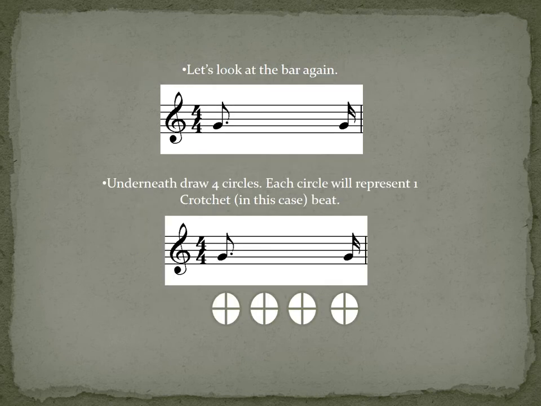So the correct way to do this is, let's have a look at the bar again. If we look at the notes that are being given, 3/4 of a beat, and at the end of the bar, 1/4 of a beat. If we take that and draw 4 circles underneath that bar, each circle will represent one whole beat. And obviously in this particular case, a beat is a crotchet. So we have four circles and each one represents a crotchet.